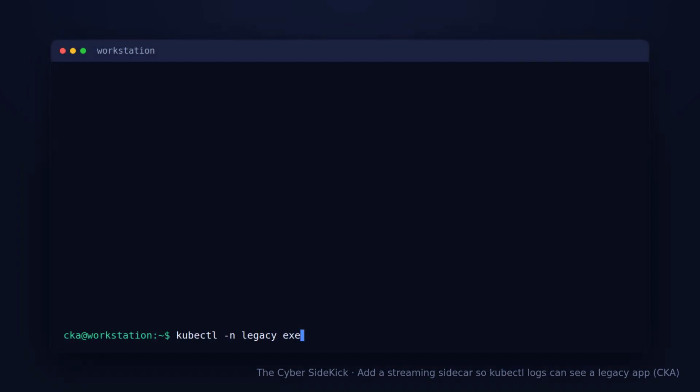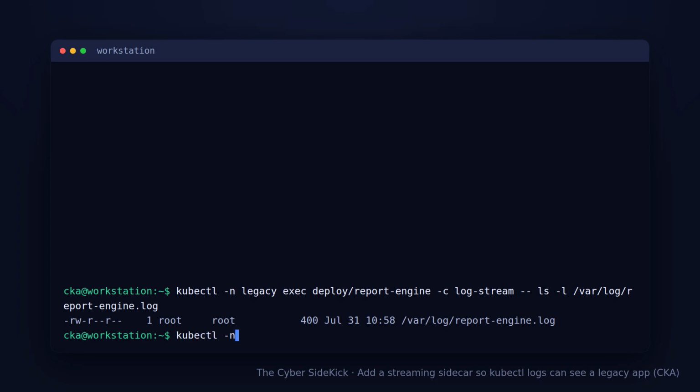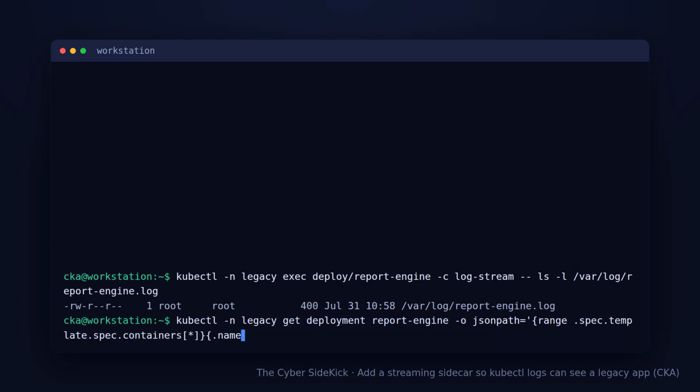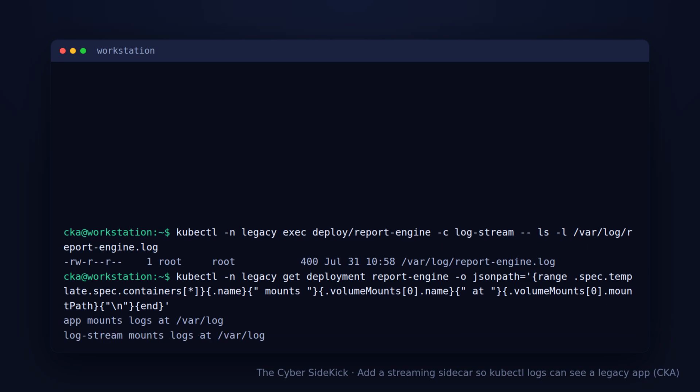It is worth proving that this really is one shared volume, and not a coincidence. Exec into the sidecar, the second container, and list the log file. It is right there, owned by root, growing, even though a completely different container is the one writing to it. Then read the mounts back from the deployment. Both containers mount the same volume named logs at the same path. That is the mechanism in two lines of output. Same volume, same mount path, two processes, one file.